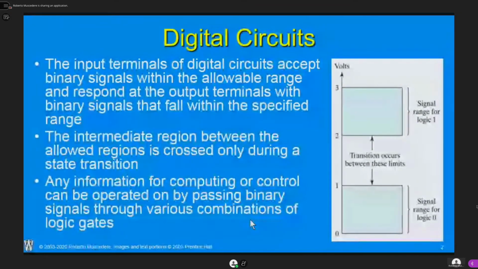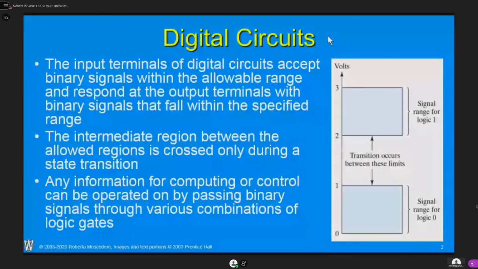Okay. All right, so all of our digital circuits, the input terminals of the digital circuits, they basically accept binary signals that are within the allowable range. So again, in this particular case, our ones have to be between 2 and 3 volts. Our zeros have to be between 0 and 1 volt. They might be able to go a little bit higher here. That's possible, or a little bit lower, but this is generally what's considered to be absolutely acceptable.